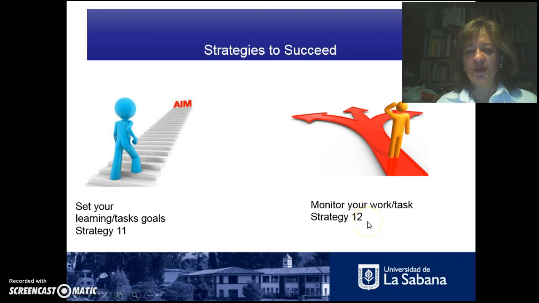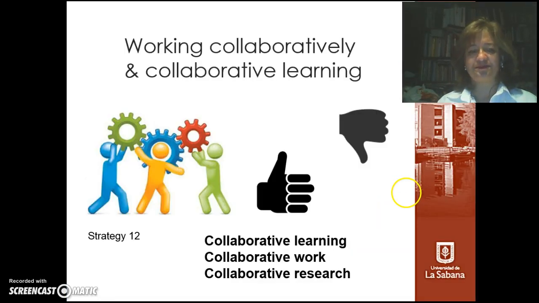Strategy 12 is to monitor your work and monitor your task. At a certain point, you have to know to what extent what you are learning and what you are doing is actually what is requested, or if it is effective.